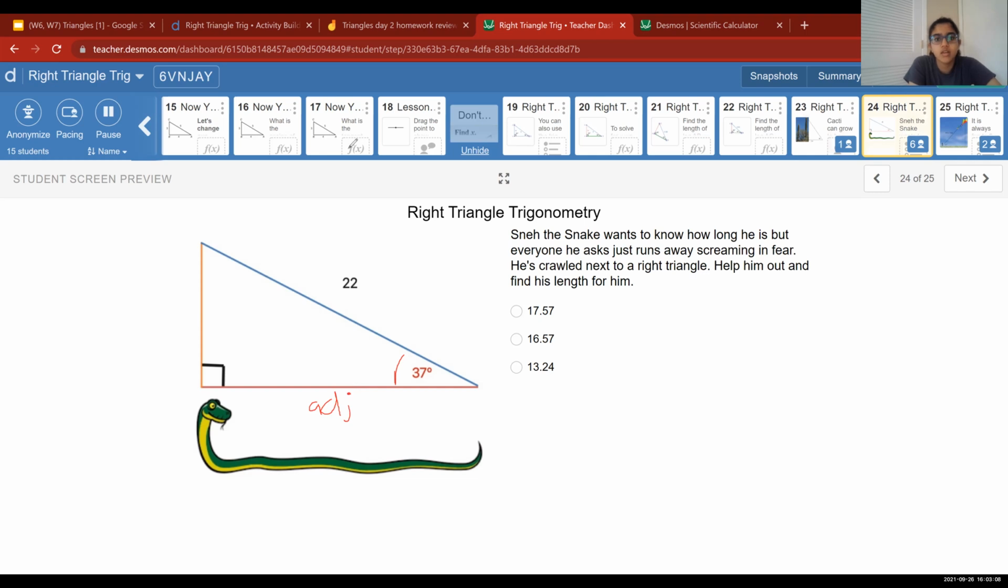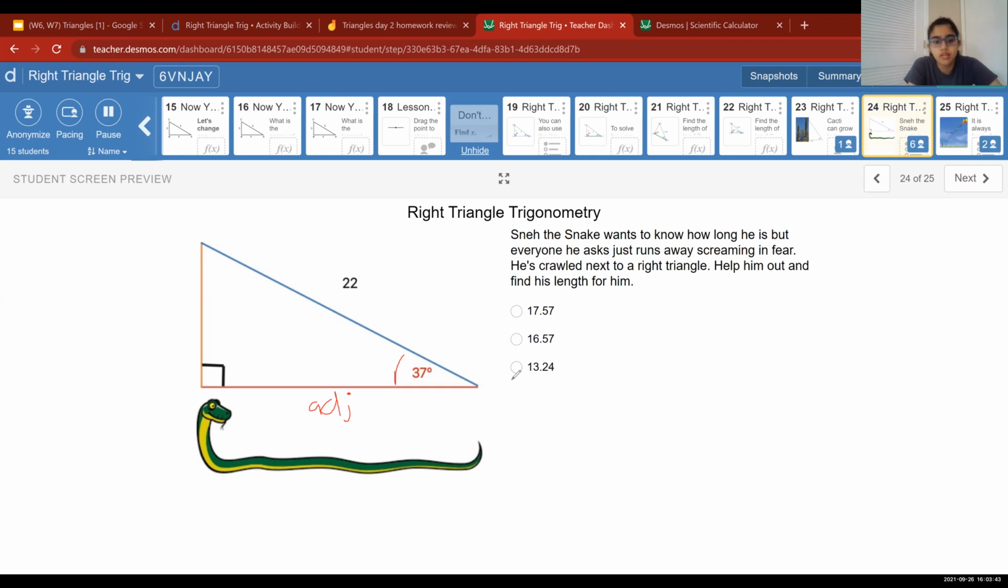So in the chat, what trig function has both adjacent and hypotenuse? Sorry, not adjacent and opposite, adjacent and hypotenuse. Okay, it is cosine.